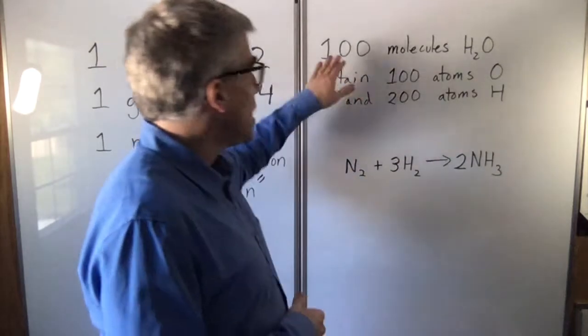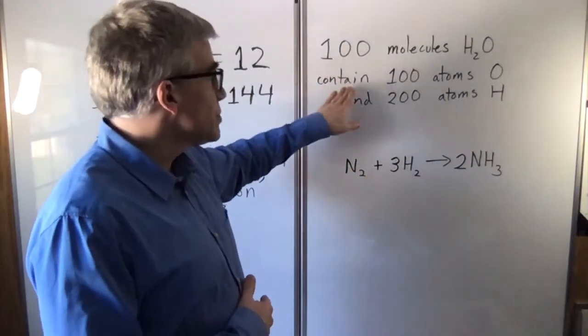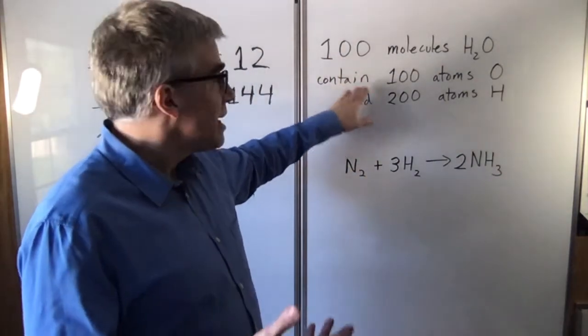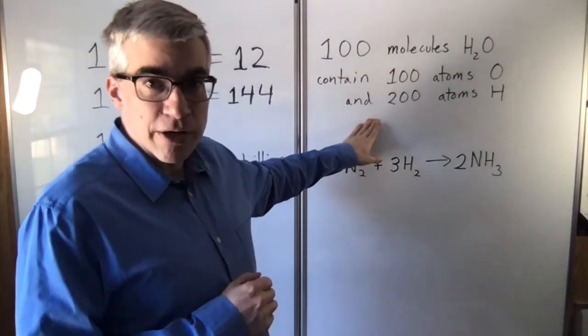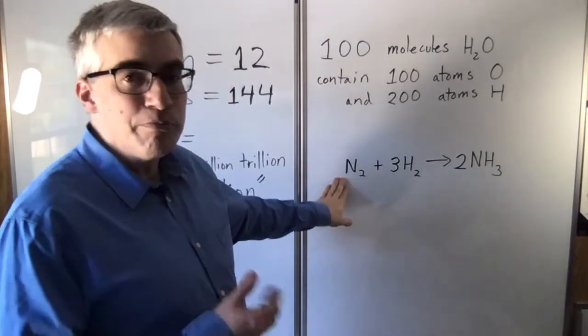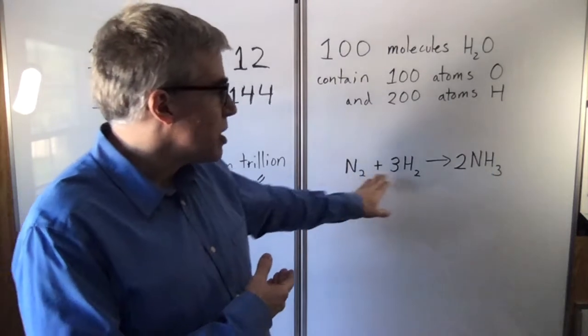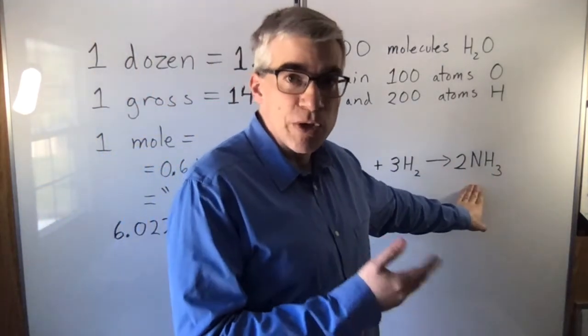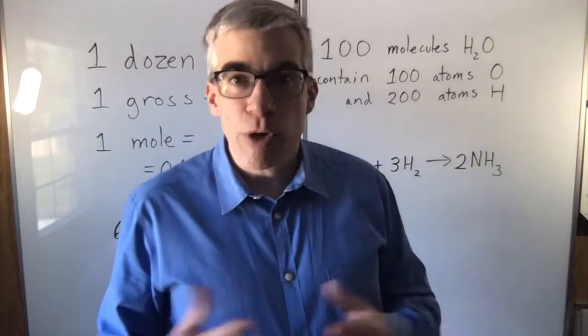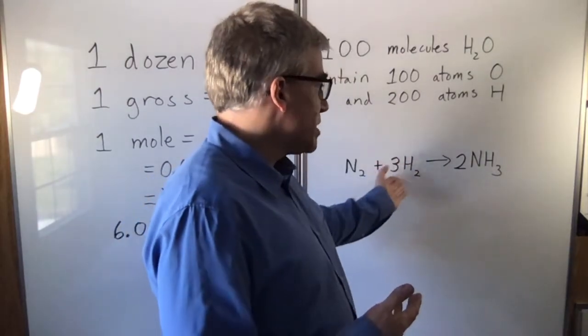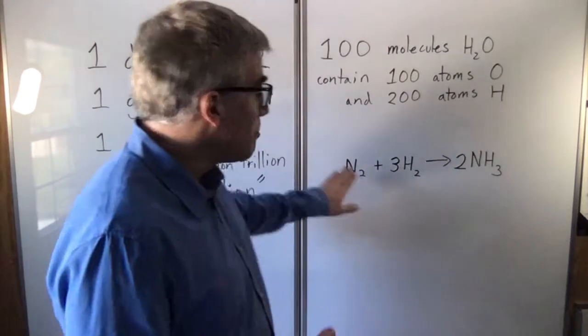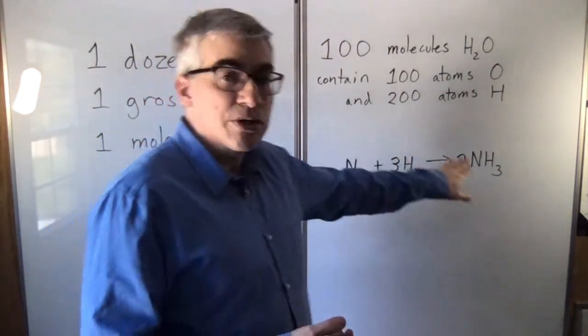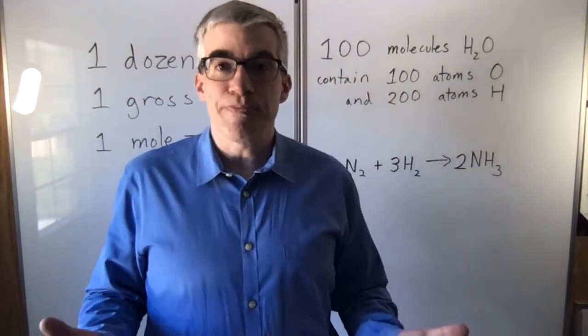If you have 100 molecules of water, you have 100 atoms of oxygen and 200 atoms of hydrogen in there. If you react 1 million nitrogen molecules with 3 million hydrogen molecules, you'll make 2 million ammonia molecules. It works for dozen, 3 dozen, 2 dozen. A mole, 3 moles, 2 moles. A mole is just a big number.